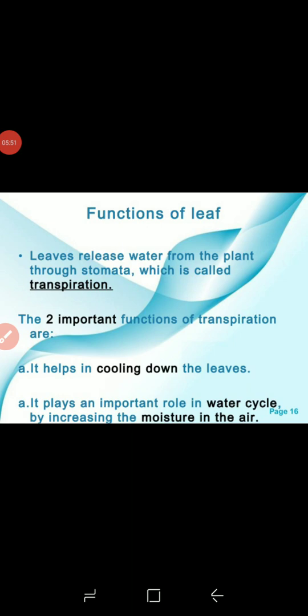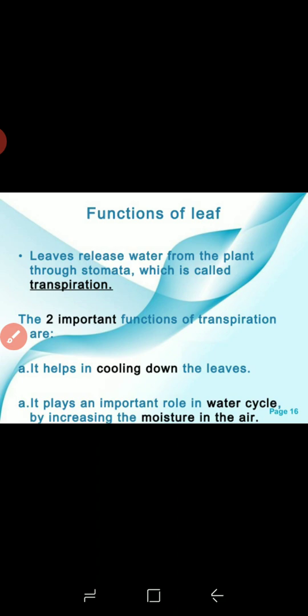What are the works of the leaves? So leaves release water from the plant through stomata, which is called transpiration. Then the second important function of transpiration is that it helps in cooling down the leaves and it plays an important role in the water cycle by increasing the moisture in the air. Okay, so let me explain these two points first of all.